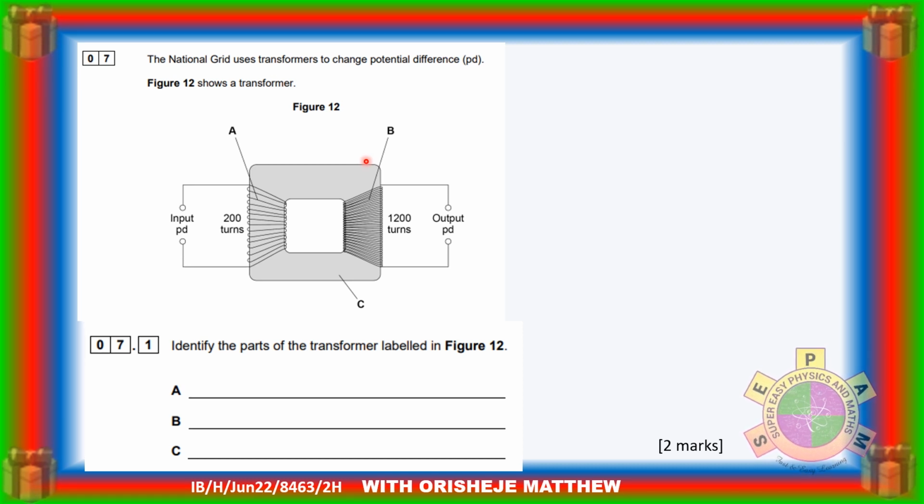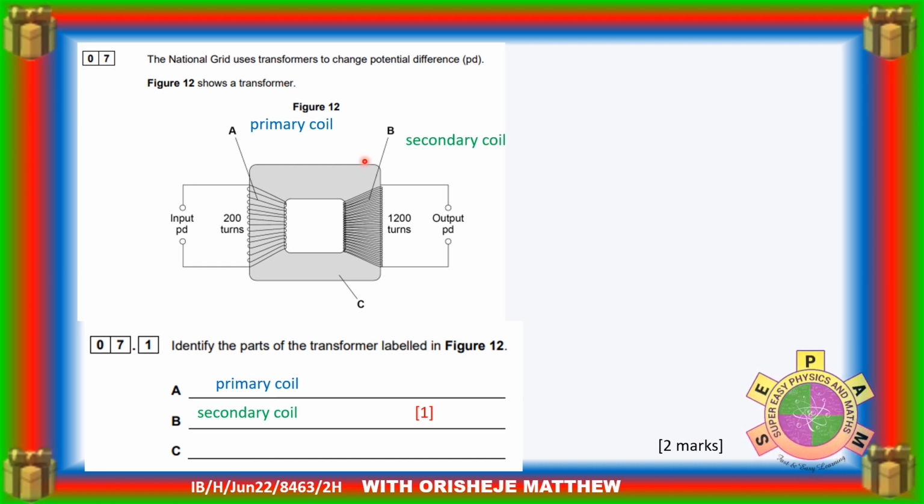Then the second mark is for identifying the iron core, which is used to increase the strength of the magnetic field. So identification of that will give you the second mark for this question. So let's see the next question that we have.